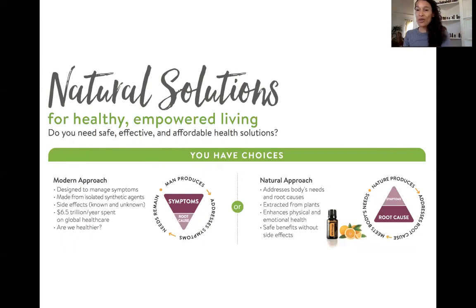You'll see a little wild orange icon here. So that means this is a great time to bust out your wild orange, pass it around the room, and talk about wild orange in a simple way. I love wild orange. Go ahead, everybody. Put a drop in the palm of your hand. Breathe it in. This is our natural antidepressant, and it's uplifting, energizing.